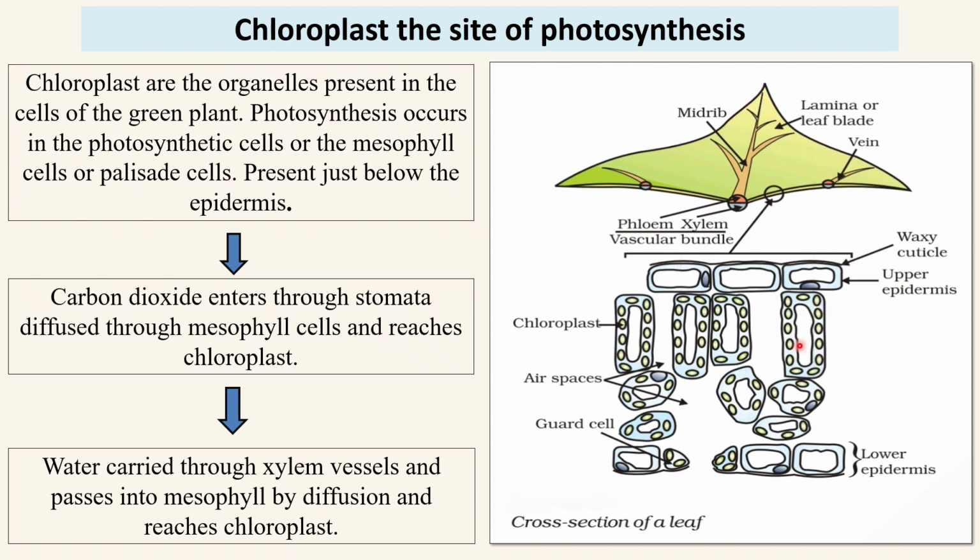And since the chlorophyll absorbs sunlight, the maximum chloroplast is present in the upper surface of the leaf, in the mesophyll cells of the upper surface of the leaf. Now, carbon dioxide will enter through the stomata and diffuse into the mesophyll cells or the palisade cells. Water will be carried through the xylem vessels and by diffusion will reach the mesophyll cells, and thus photosynthesis will take place. So palisade cells or the mesophyll cells are the main site of food production in the leaves.